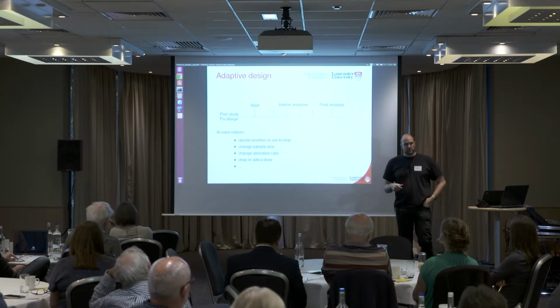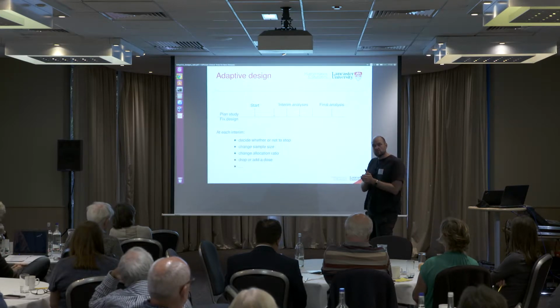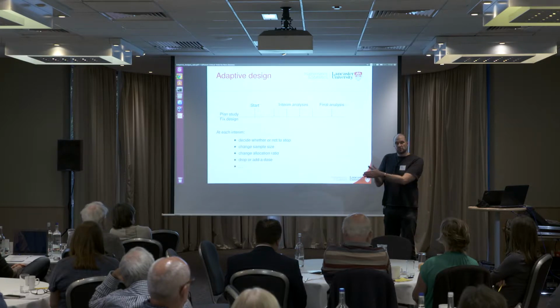You can change the allocation ratio. What do I mean by that? How likely is it that a patient is going to be recruited, is going to be assigned to treatment A versus treatment B? And ideally, you would set it up in a way that the better the treatment works, the more likely it becomes that the patient gets allocated to that particular treatment, rather than having 50% of your patients on the control group, if you already think you have compelling evidence that the treatment seems to be at least not worse than the control group. Or you can do a bit more extreme adaptations, dropping, adding arms, doses, and so on and so forth.